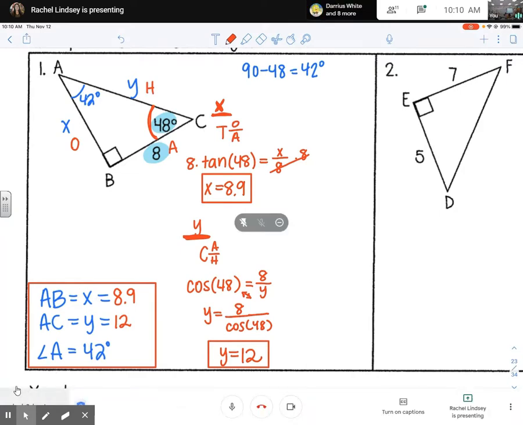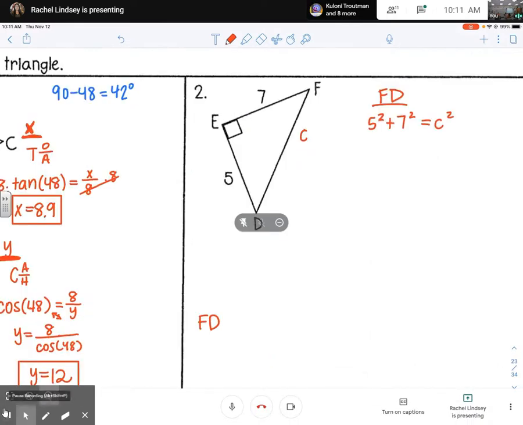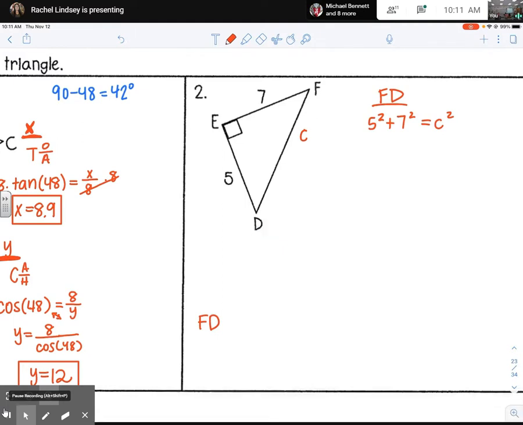So, on that problem, we have two sides and we need the third. Gotta use the Pythagorean theorem. So, 5 squared plus 7 squared gives you 74. And then the square root of 74 gives you 8.6. So FD would be 8.6.